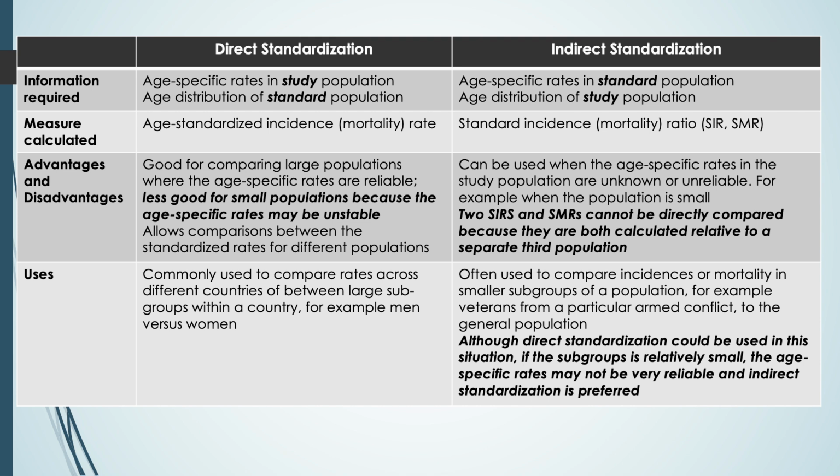For the advantages, direct standardization is good for comparing large populations and allows for comparisons between standardized rates for different populations, and is used to compare rates across different countries or between large subgroups within a country, like between males and females. For the indirect standardization, this can be used when age-specific rates in the study population are unknown or unreliable or when the population is small, and is used to compare incidences or mortality in smaller subgroups of population, like for example, veterans from a particular armed conflict.